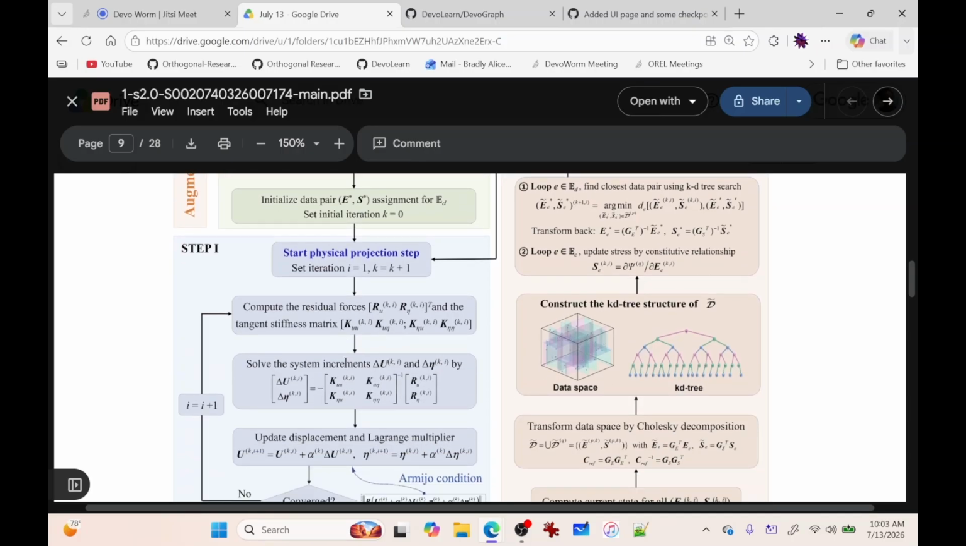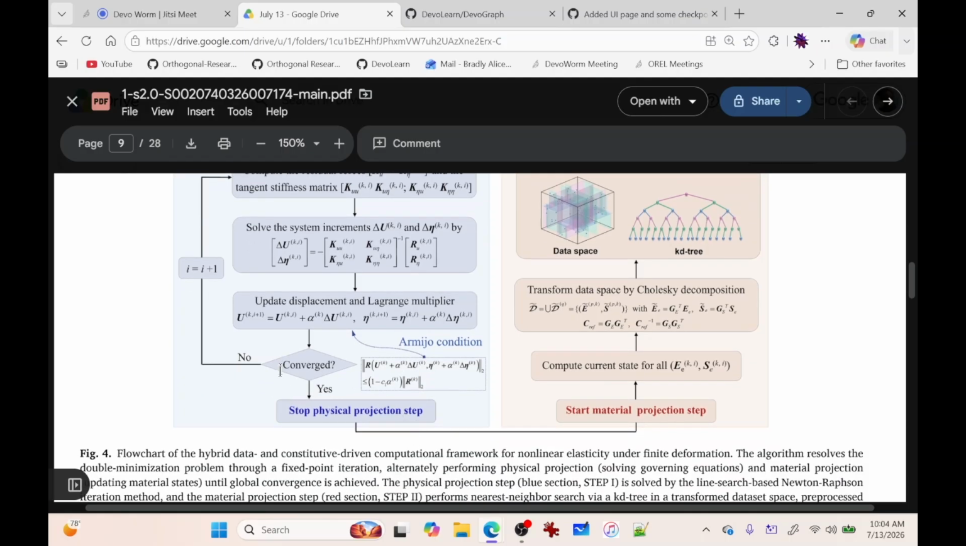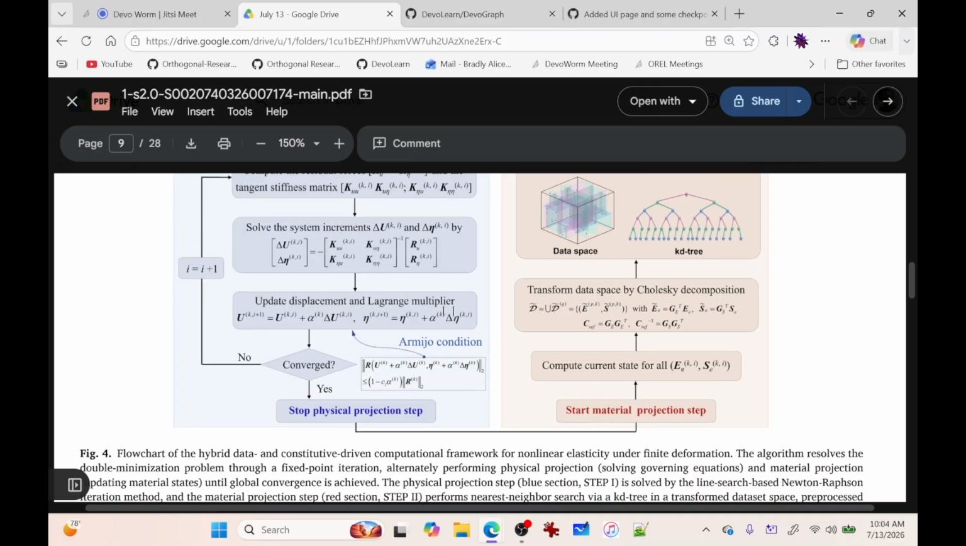And for step one, we start our physical projection step. We compute the residual forces and the tangent stiffness matrix. We solve the system for system increments by this set of matrices here. We then update our displacement and Lagrange multiplier. And then we ask if the algorithm is converged. If not, we go back and iterate and keep doing that until the algorithm is converged. We enforce the Armijo condition, which is described here. We enforce the Armijo condition on the last step of this loop, where we update displacement and Lagrange multipliers.